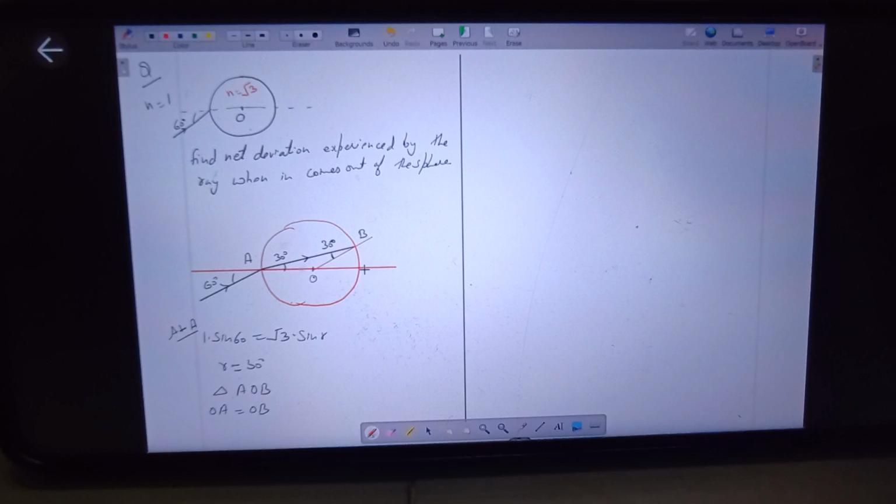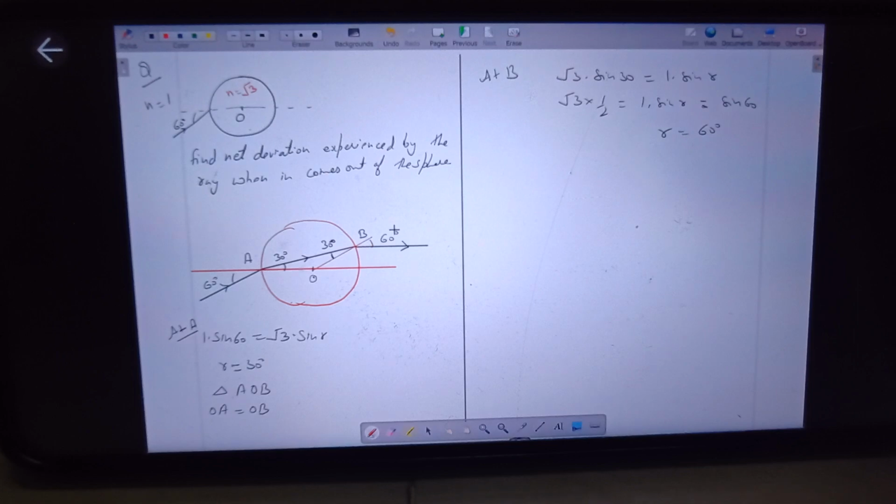Now again using Snell's law at point B, I'll get root 3 into sine 30 equal to 1 into sine r. So root 3 into 1 by 2 equals 1 into sine r. Root 3 by 2 is actually sine 60, so r comes out to be 60 degrees. So the ray will emerge out making an angle of 60 degrees with the normal.